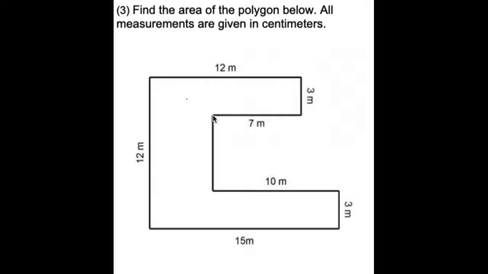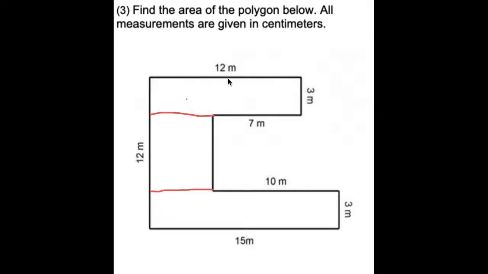If we cut this up along these lines here, we're then going to create 3 rectangles instead of just one big C shape. So if we cut along those lines here, we now have 3 rectangles, and all we need to do is find the area of each of these rectangles and then add those areas together.